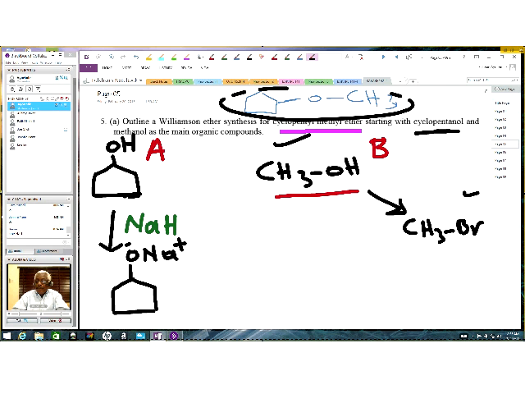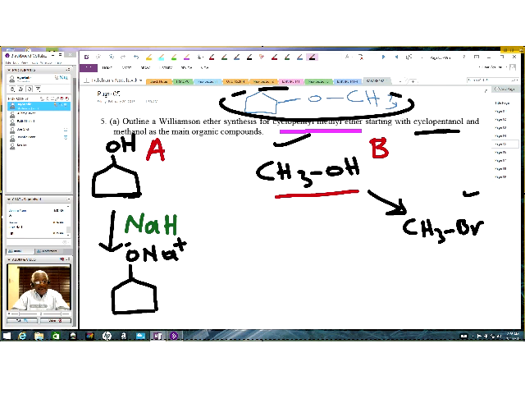Okay, what reagent do I need to go from the methanol, which is this here, to the methyl bromide? Because I do need that in the Williamson ether synthesis. Okay, what reagent do I need?